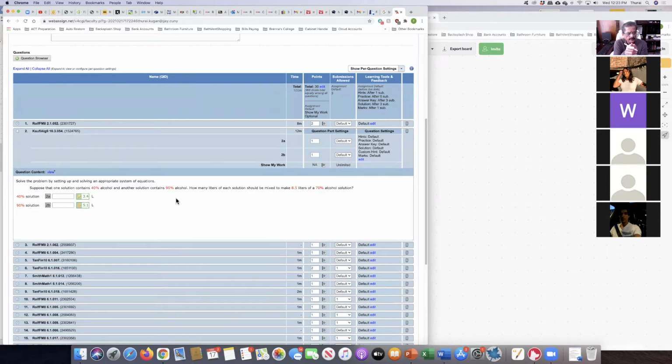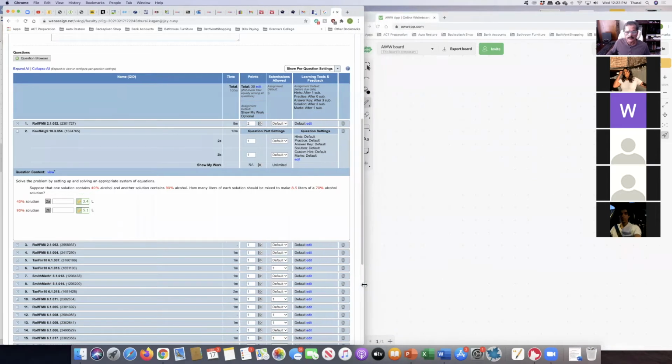Is that the problem? 40% solution, 90% solution? Yes. Okay. Suppose that one solution contains 40% alcohol and the other solution contains 90% alcohol. How many liters of each solution should be mixed to make 8.5 liters of 70%? So the mixture should have 70% solution. So how much of each should be mixed is the question.